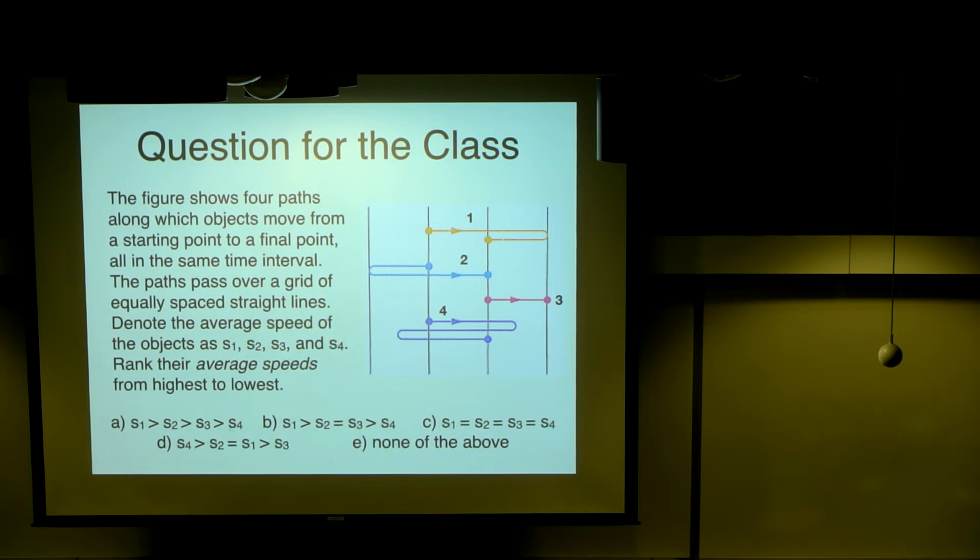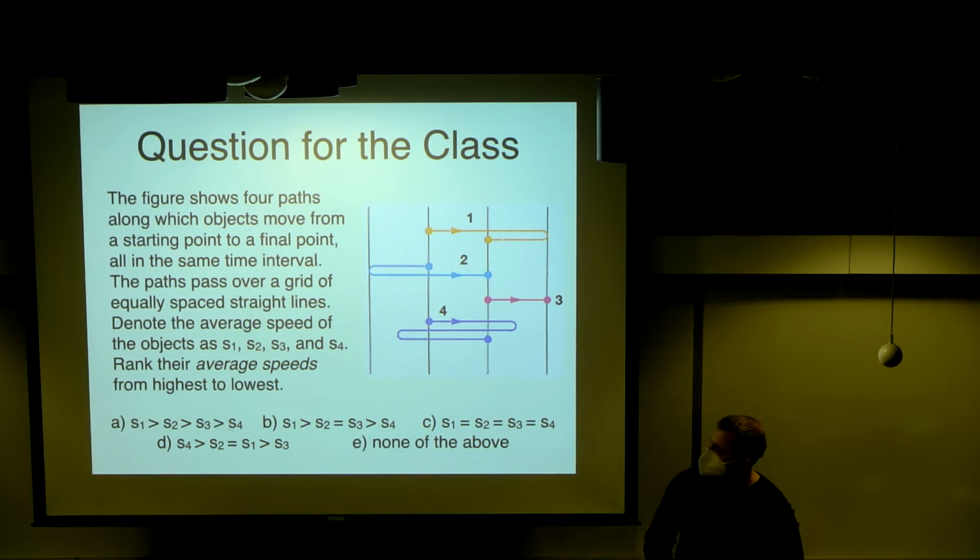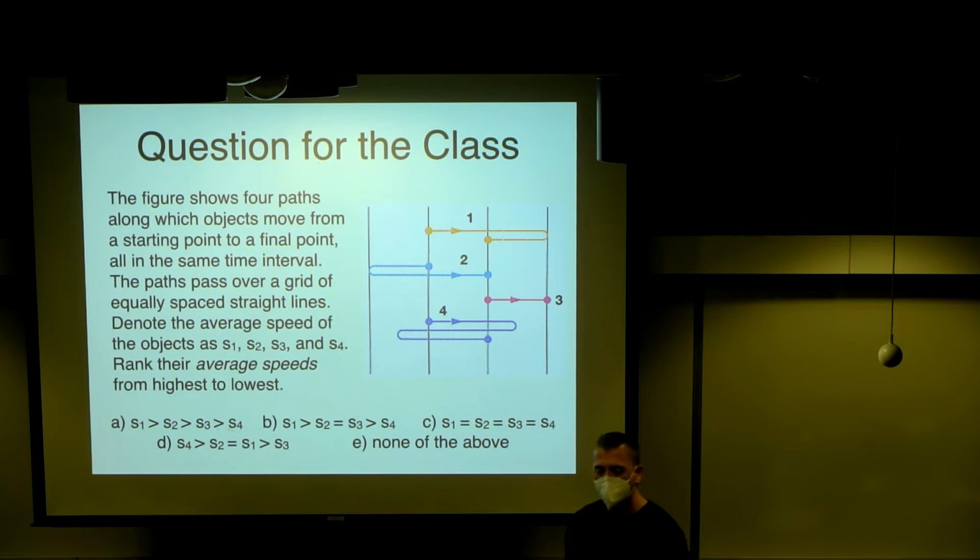So let me ask you a slightly different question. Okay? Same exact setup. It's the same 4 objects, and they move in those same paths that we saw before. But now my question for you is, how can we compare their average speeds? Let's try to rank their average speeds from highest to lowest and see what the order is, okay?